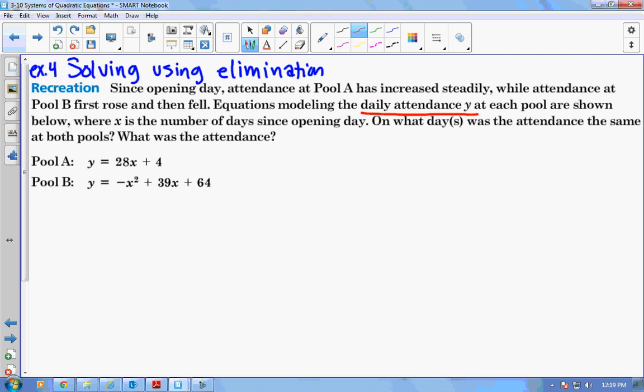Okay, we need to know what Y is. Y is daily attendance, where X is what? The number of days since the opening day. The number of days since opening day. And then you should also write down the two questions. On what day or days was the attendance the same? Colby, you need to write these down. When is attendance the same? And what was the attendance on that day or days?